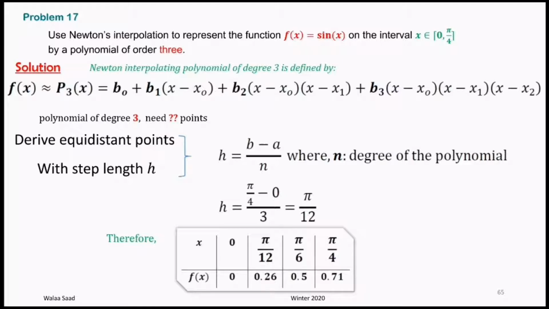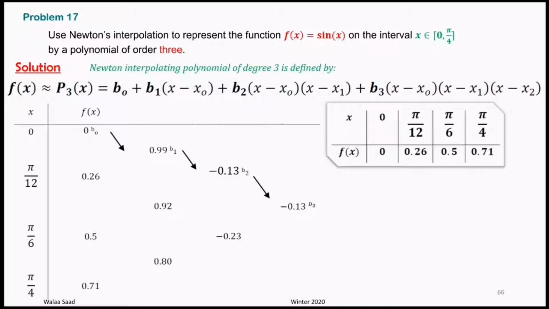After constructing the x values, use the function in order to fill in the corresponding y values. So now you know how we constructed this table from this function over this interval of interest, right? And then we will construct the divided difference table. Again, you will write the x values in the first column and its corresponding y values in the second column.